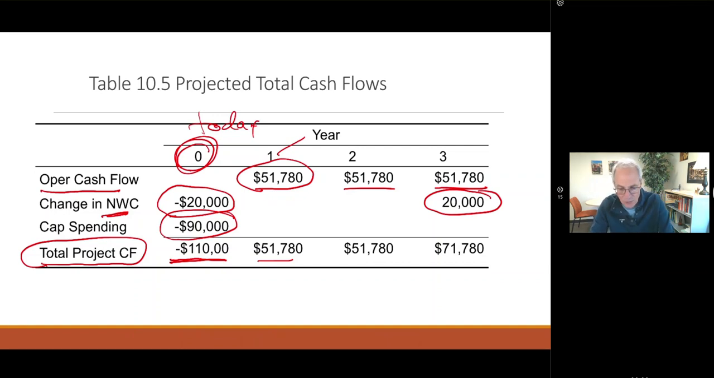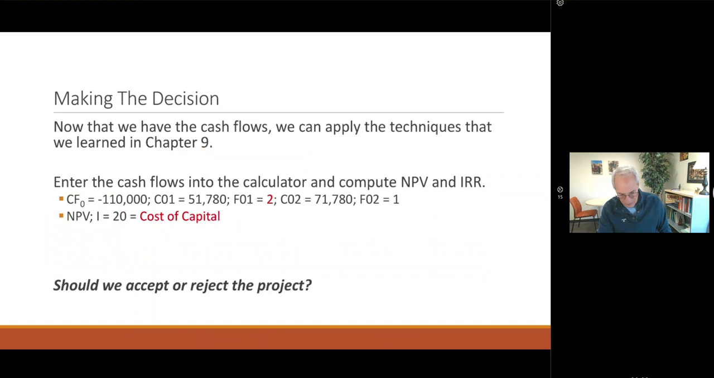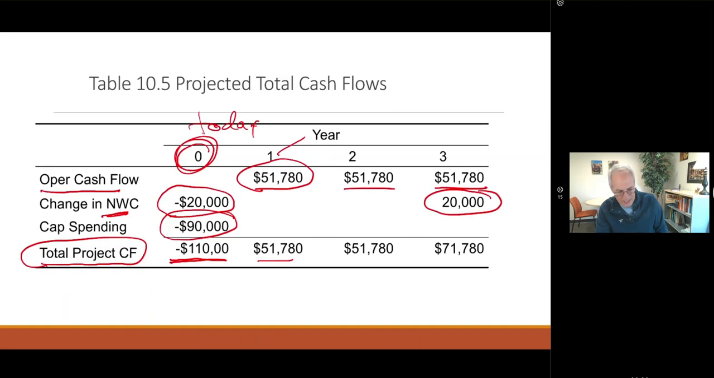Now, I want you, without me telling you, to decide: should we do this project? What are you going to have to know there? You're going to have to know what we call the cost of capital. We're going to use the information that we used in chapter 9. Remember we had a cost, and then we had all the cash flows. So just go back to chapter 9, and there were a number of different ways that we calculated it.